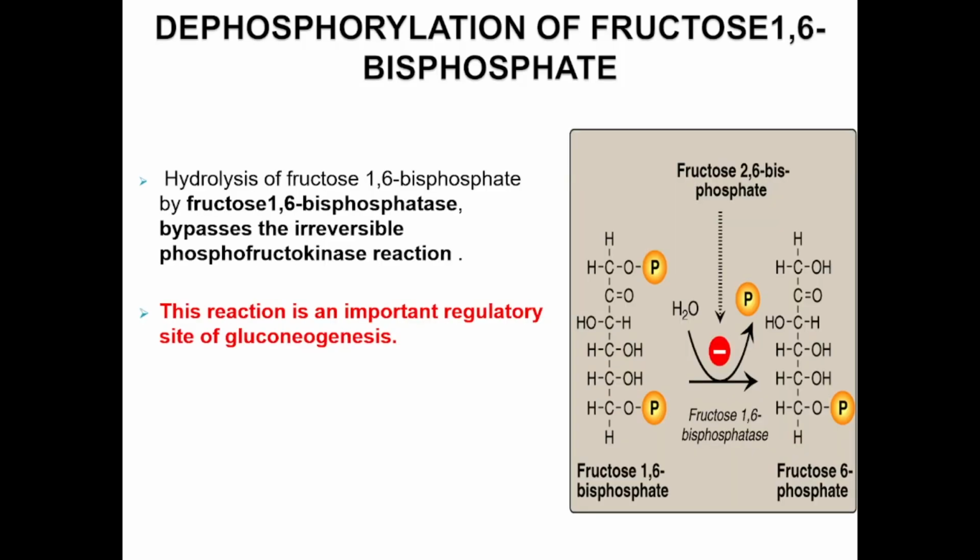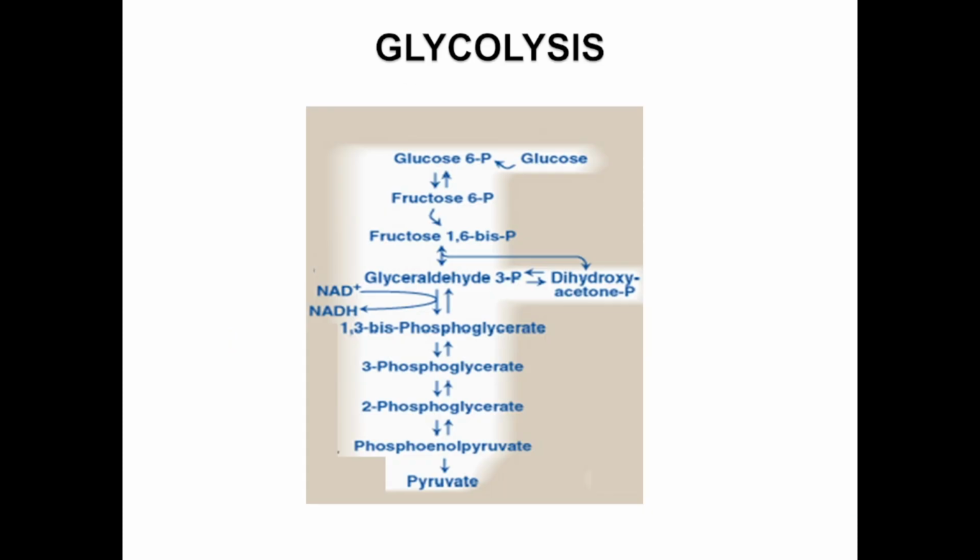All the other reactions from phosphoenol pyruvate to 2-phosphoglycerate are reversible reactions, so no problem here. From 2-phosphoglycerate to 3-phosphoglycerate, reversible reaction, no problem. From 3-phosphoglycerate to 1,3-bisphosphoglycerate, reversible reaction. Here, reversible reactions until we reach fructose 1,6-bisphosphate.